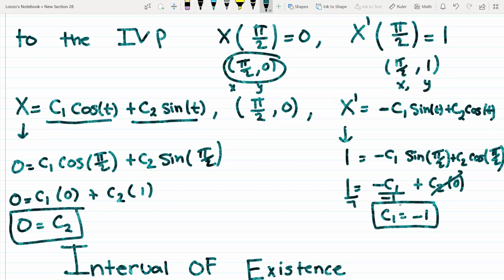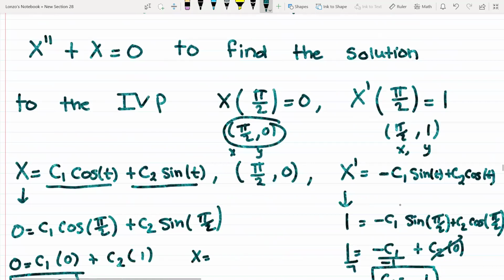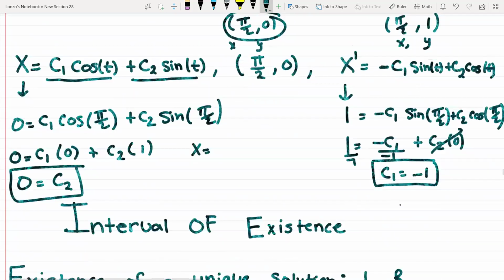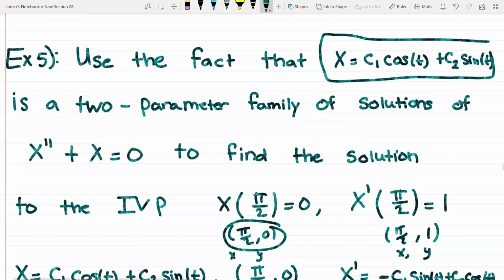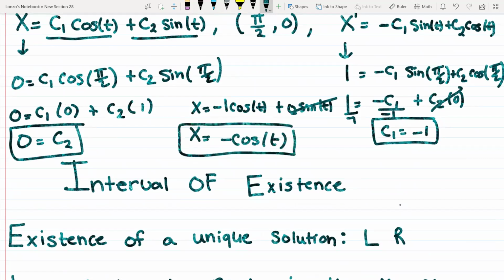Okay, so we found our two constants. Our c2 is 0, and then our c1 is negative 1. And then you just plug it back into your original problem. So your original problem was x equals c1 cosine t plus c2 sine t. So x is negative 1 cosine of t plus c2, which we could say is 0, times sine t, right? So this cancels, and now you're left with x equals negative cosine of t, right? Okay, so that is your final answer. This one right here.